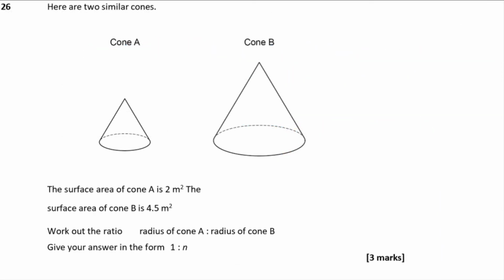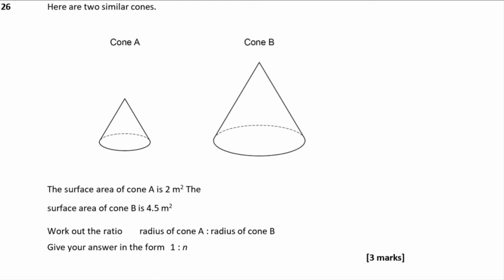Question 26. Here are two similar cones. We've got cone A, which is small, and cone B, which is big. The surface area of cone A is 2 square meters, and the surface area of cone B is 4.5 square meters. Work out the ratio of the radius of cone A to the radius of cone B. Give your answer in the form 1 to n.